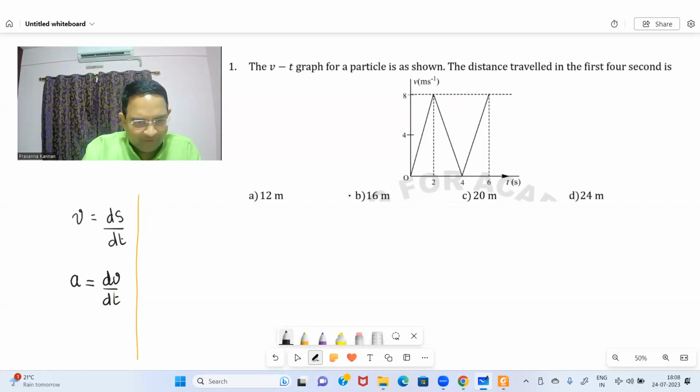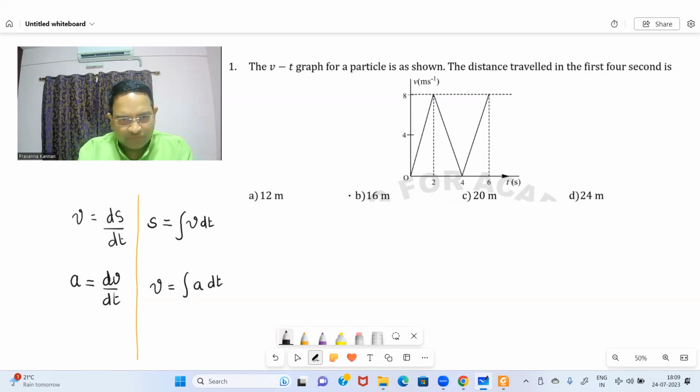All right. So if I have a velocity time graph, then acceleration will represent the slope of the tangent, correct? Now, if I rearrange this equation and write displacement in terms of velocity, then we will get ds is equal to v dt, and s can be written as integration of velocity dt. Similarly, for the other equation, if I keep dv on one side, I will get a dt. When I integrate, velocity is equal to integration of a dt.